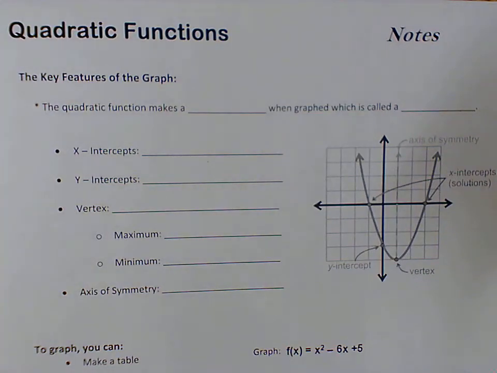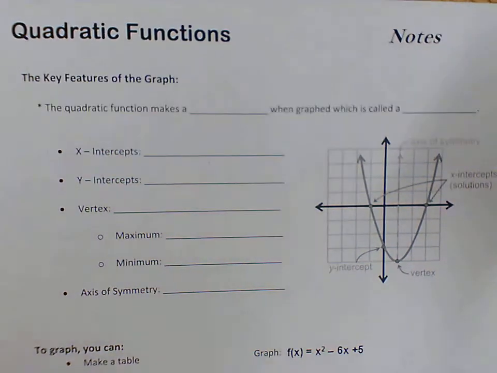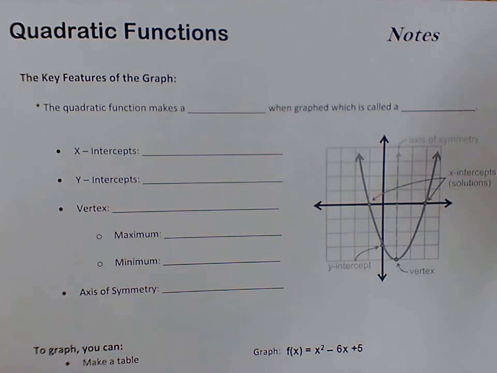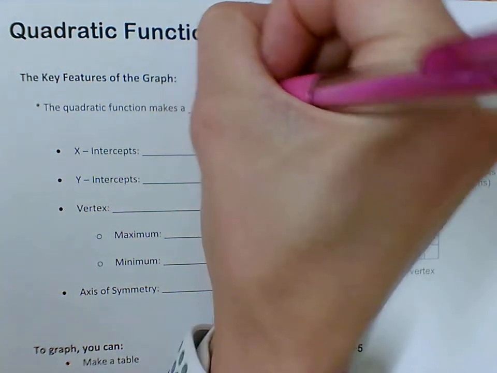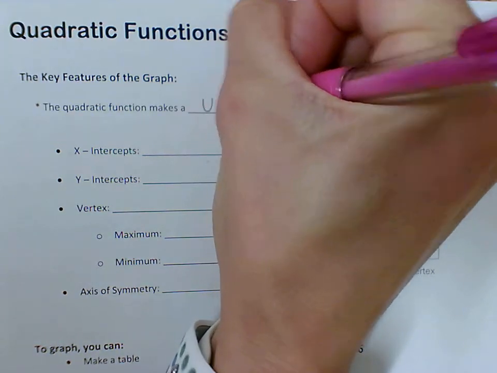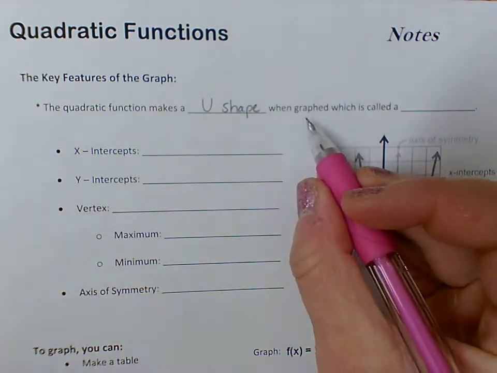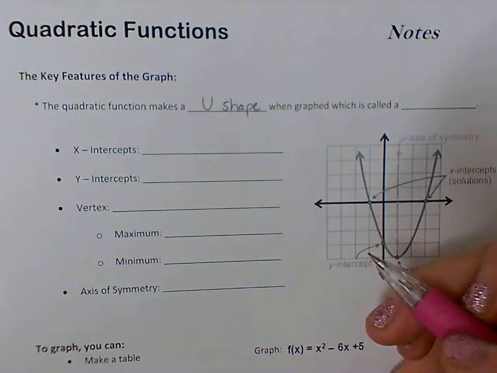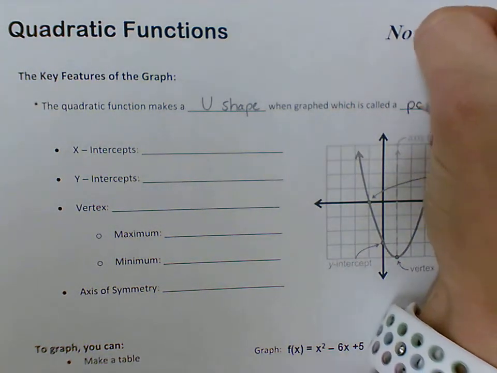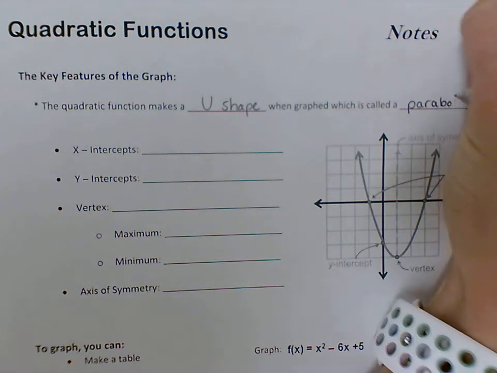Today we're talking about quadratic functions, and in this video we're going to start talking about some of the key features that you will see in the graph of a quadratic function. Okay, so first of all, when you graph a quadratic function, it's actually going to end up making a U shape. So it's going to look like a U shape. And when it's graphed, that U shape is going to have a name. It's called a parabola. Okay?